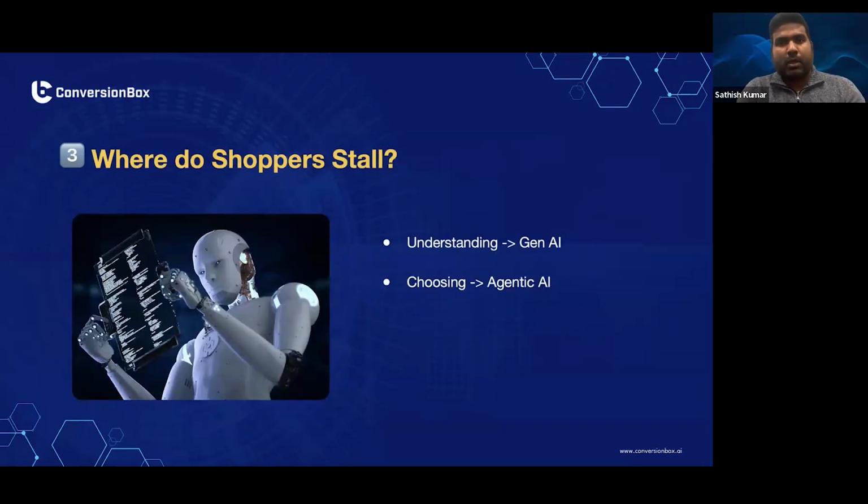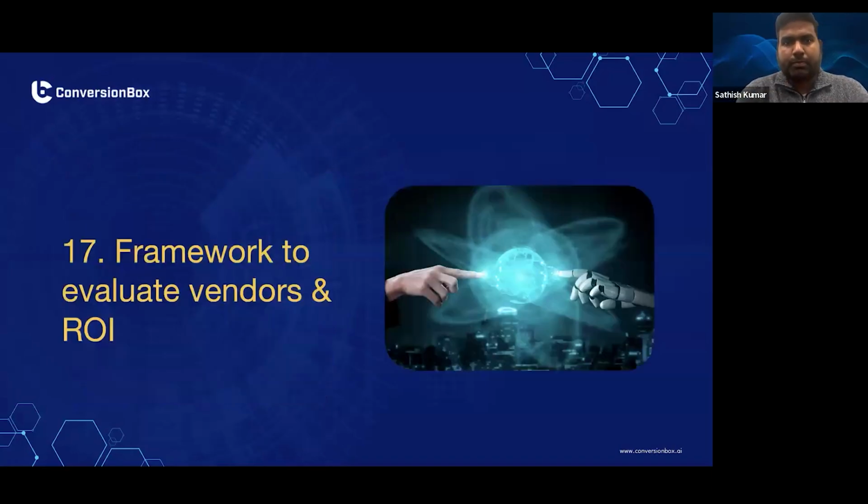Where do shoppers stall? You might have an idea why shoppers don't buy more from you. I have spoken to many customers, specifically B2B customers, and they have said my B2B customers know which product to buy. Their only problem is deciding the right product. They know the technical details, but choosing the right product is the problem for them. So if understanding is the problem, GenAI would be the best place. If choosing between a lot of product options is the problem, agentic AI would be the best solution.